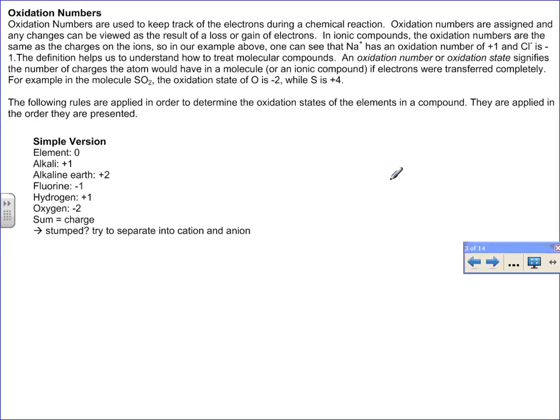Now, in ionic compounds, the oxidation numbers are the same as the charge of the ions. So, for example, in sodium chloride, we know in this ionic compound, sodium has a +1 charge and chlorine has a -1 charge. And these are also their oxidation numbers. So the oxidation number of sodium is +1, the oxidation number of chlorine is -1 in this case.